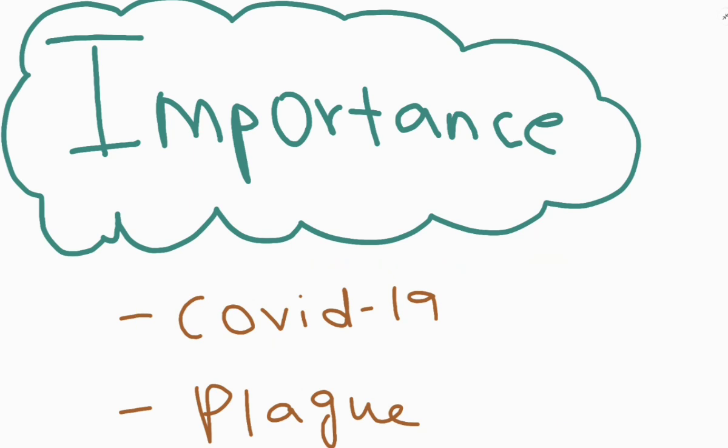And on the other hand, we also know of the Black Death, the plague that killed one third of the European population. It was also a zoonotic infection.